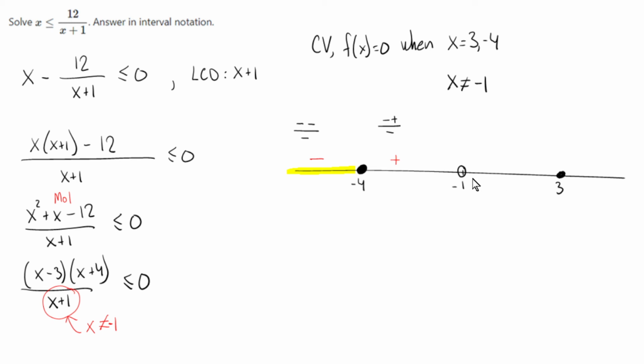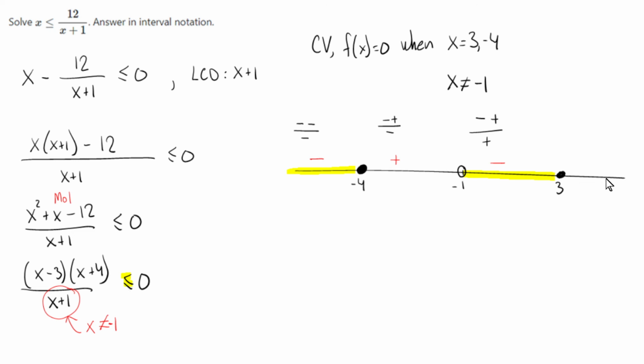For the next interval from negative 1 to positive 3, the first factor here, x minus 3, is going to be negative. The second factor, x plus 4, is going to be positive. And the denominator, x plus 1, is going to be positive. Negative times positive is negative. Negative divided by positive is negative. So this interval here between negative 1 and 3 is also included because it is less than 0.